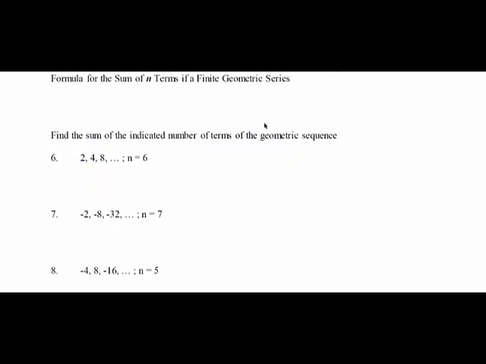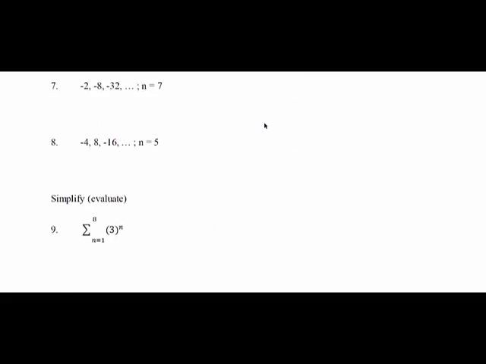Alright, so let's do a few more here. This problem is going to start at negative 4. This is my a sub 1. In this case, my ratio is going to be negative 2, which is kind of fun, because you'll go 8 divided by negative 2, which is negative 4, or negative 16 divided by 8 is negative 2. So it works out pretty nicely.